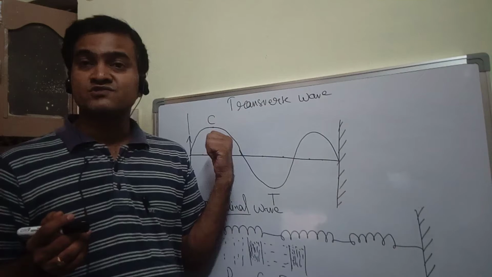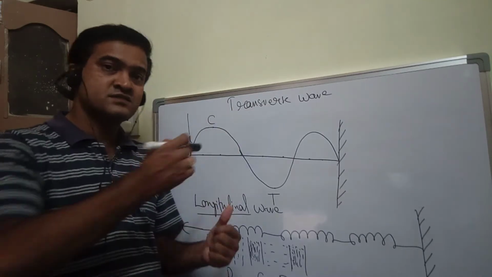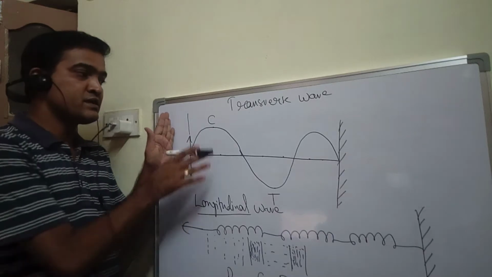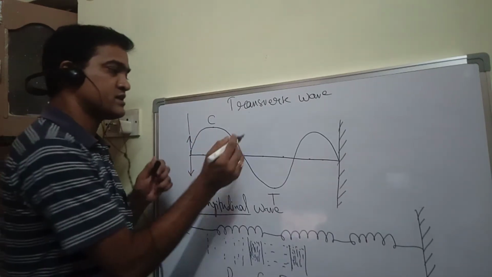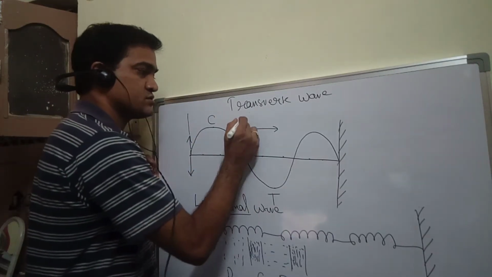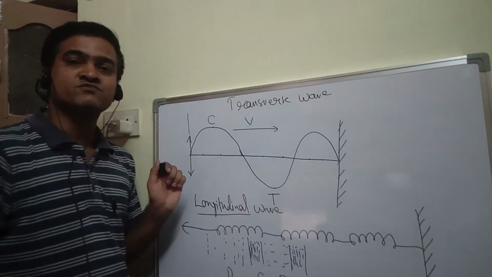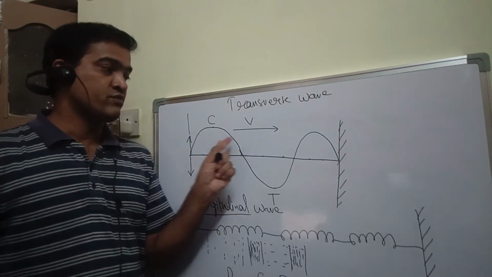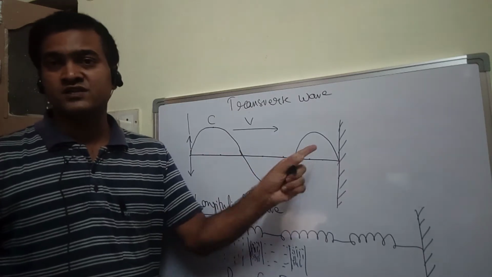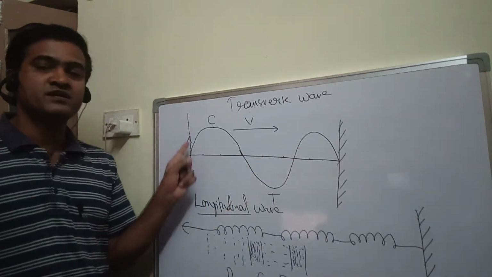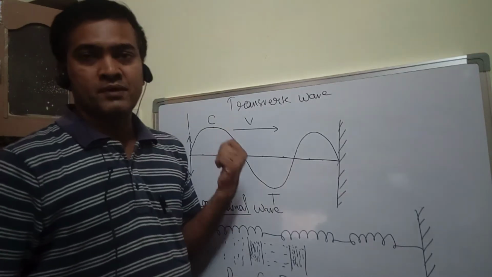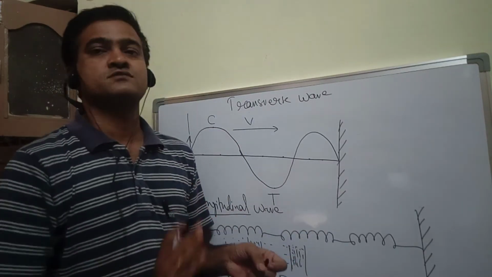Whereas in case of a transverse wave, the particles vibrate about their mean positions perpendicular to the direction of wave propagation. I can say this is the wave propagation, and I can denote V as the velocity of the wave. So wave propagation is along the x direction, whereas the particle is vibrating perpendicular to the direction of wave motion, or I can say the particles are vibrating along the y-axis.